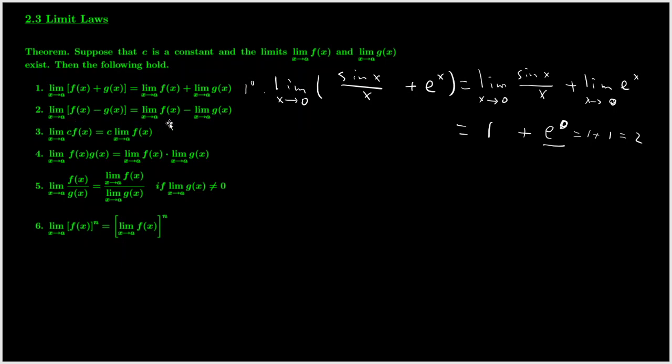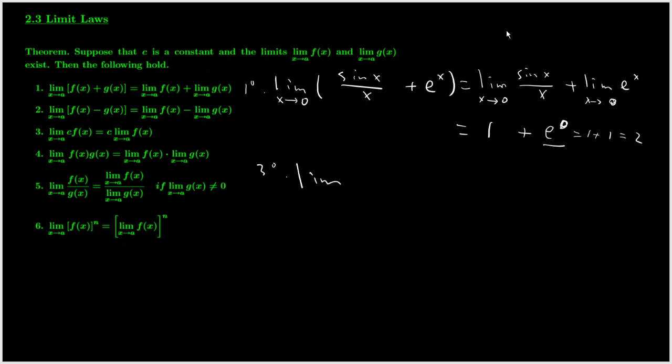Property number 2, if you want me to say it in words, is that the limit of the difference between two functions is the difference between two limits. The difference is the answer to subtraction, right? So try to remember the properties. We'll skip property number 2. I'm going to use a particular question to illustrate property number 3. In question number 3, c is a number.